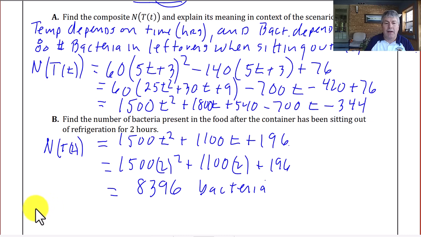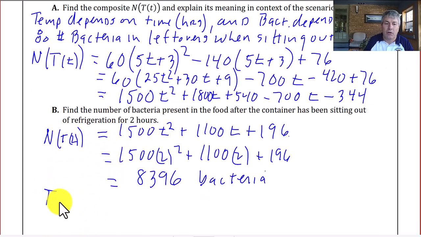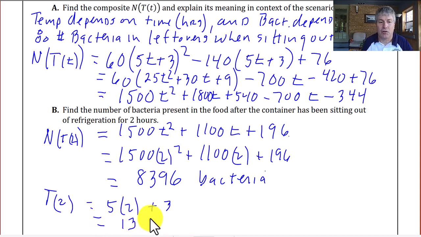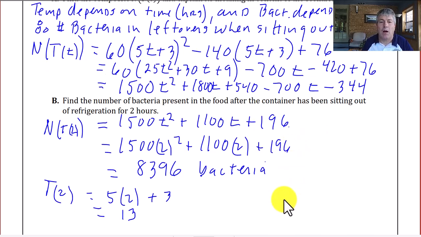We also can find out the temperature of the food by simply putting 2 into our second function, T of 2, and that's just 5 times 2 plus 3. So we know after 2 hours, the temperature will get up to 13 degrees while it's sitting outside. And that will wrap up our application problems, and we'll get some more practice with this when I see you in class.